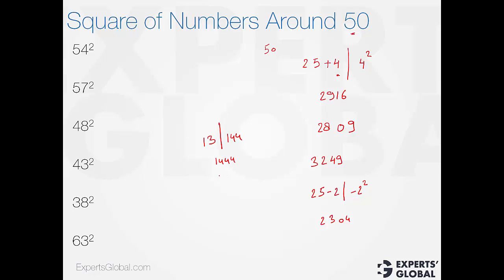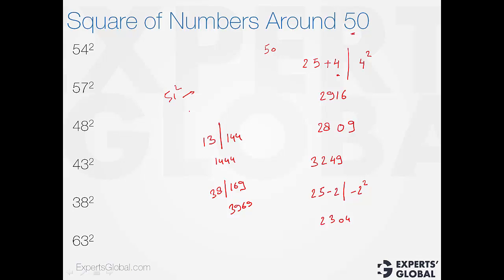63 square, 25 plus 13 is 38. 13 square is 169, so 38 and 1 carry becomes 39. The result is 3969. 38 here, 169 here. And practically, the easier ones: 2601, 54 square, 2916, 56 square, 3136, 58 square, 3364. I can practically calculate faster than I can talk or write. So this can be very quick.